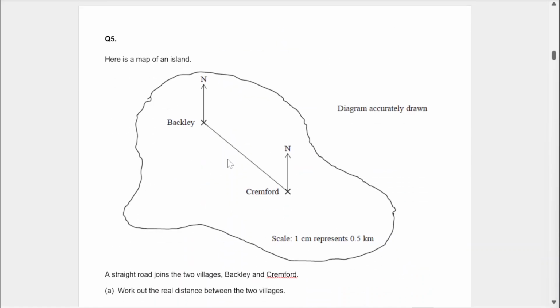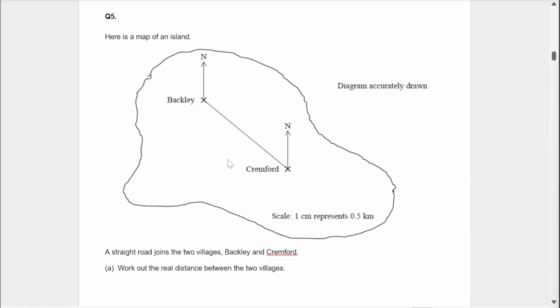Right, question 5. Here's a map of an island. A straight road joins the two villages, Bracknell and Cremford. Work out the real distance between the two villages. Okay, so we've used a scale of 1 centimetre to 0.5 kilometres. So we're going to have to put our ruler on, which I'm going to slightly struggle with.